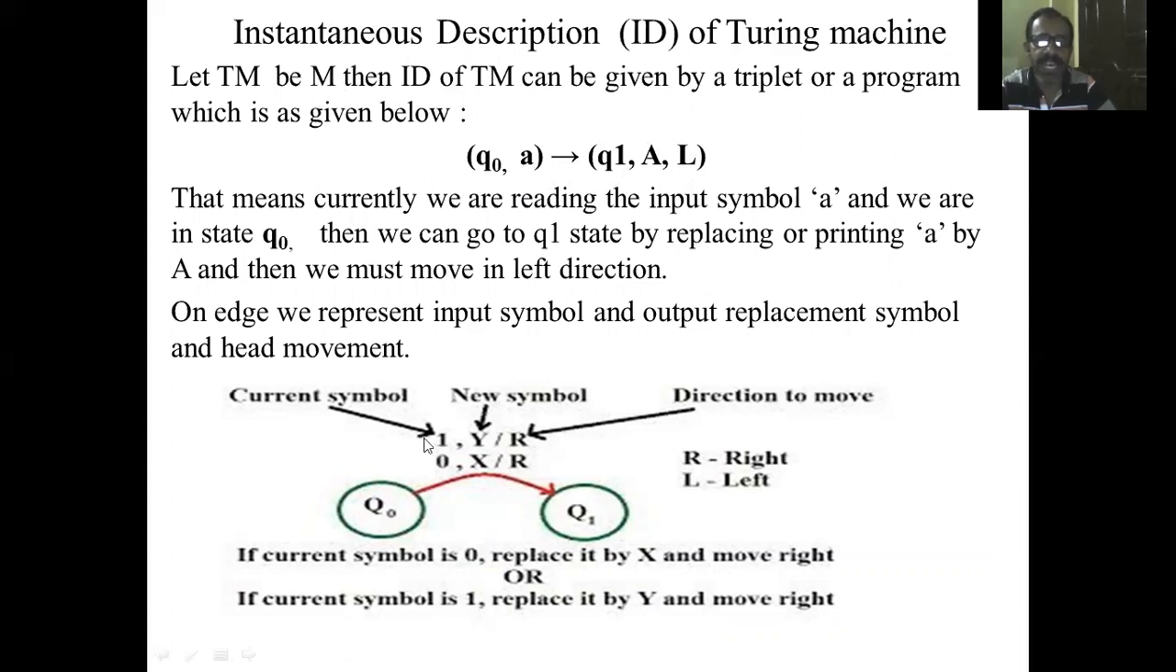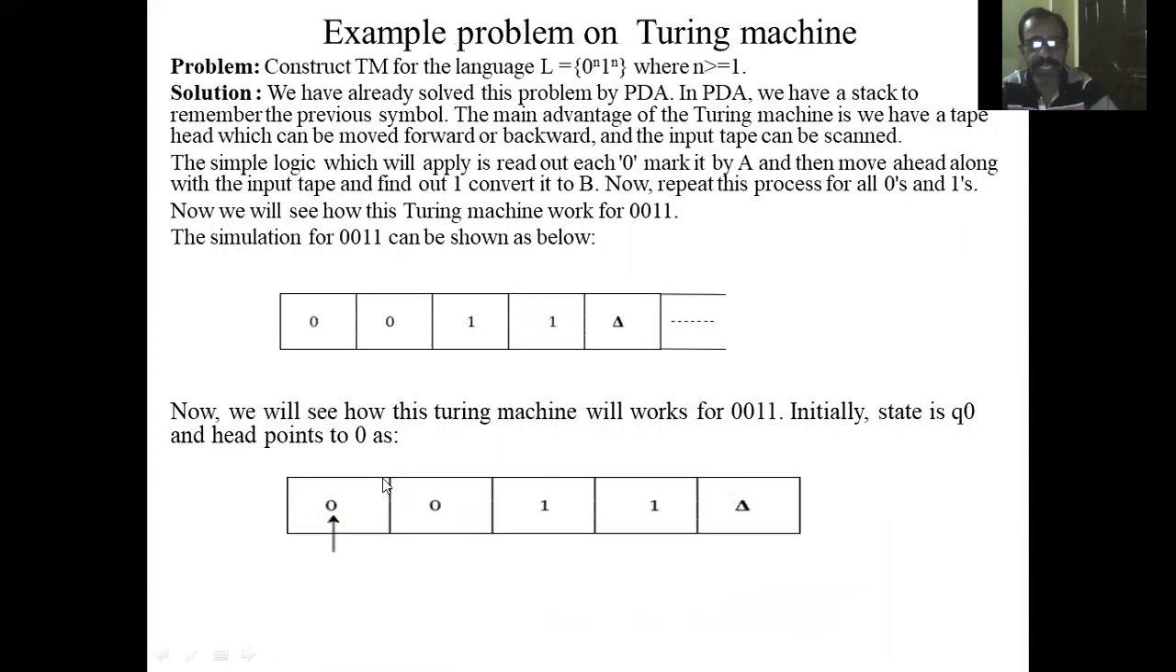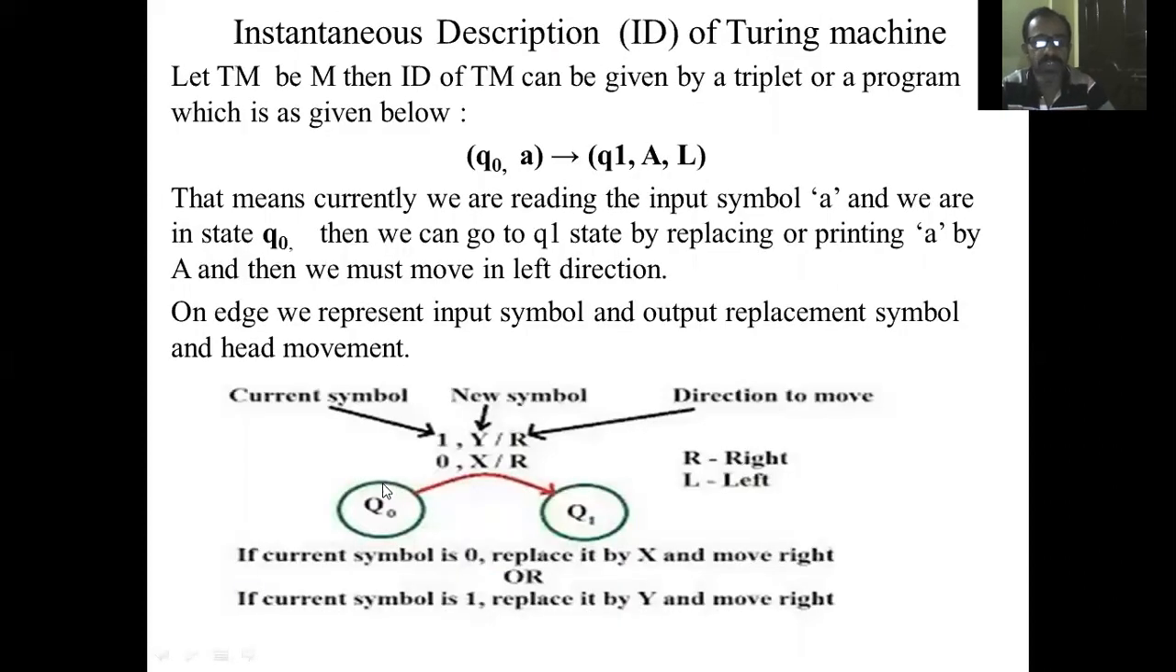While drawing a transition diagram, we are supposed to represent it using this notation. Q naught is the current state, and Q naught is changed to Q1 based on input 1 or 0. If the input is 1, then 1 is replaced with Y, and we instruct the machine to move right. Suppose the input is 0, then 0 is replaced with capital X, and we instruct the machine to move right. In this fashion, we draw a transition diagram, and the edges are represented using this input.